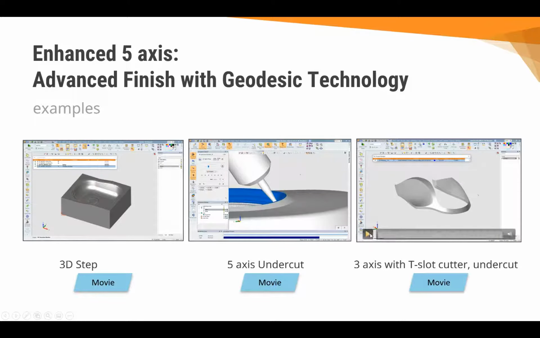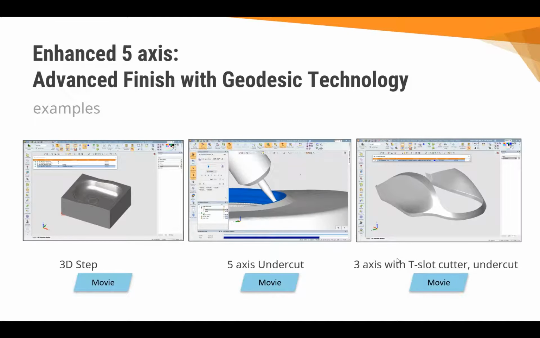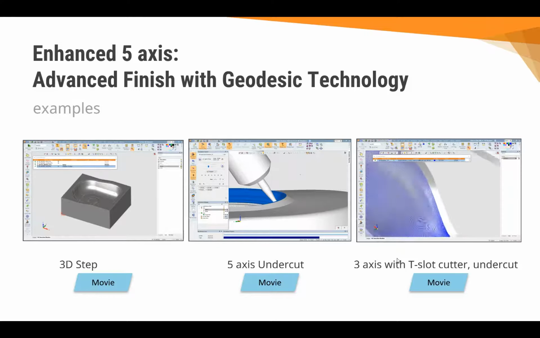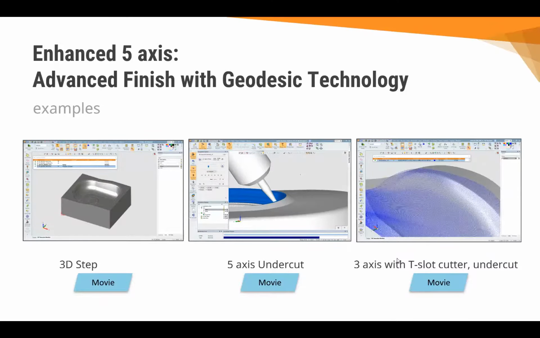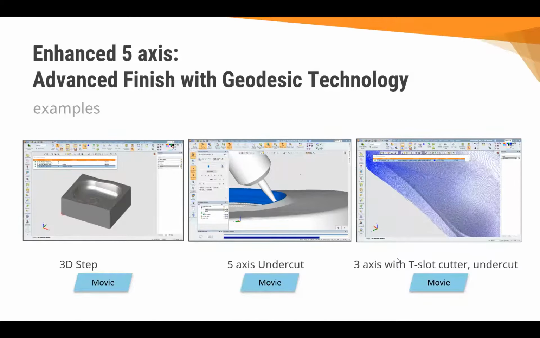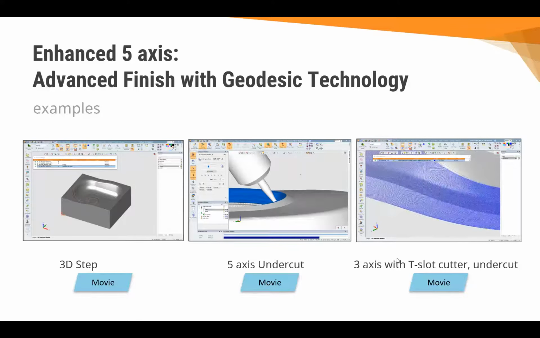And finally, we can look at some 3-axis with T-slot cutter for undercuts. So we can see the geometry created here, and we can see the toolpath being created. Really good for surface finish again.